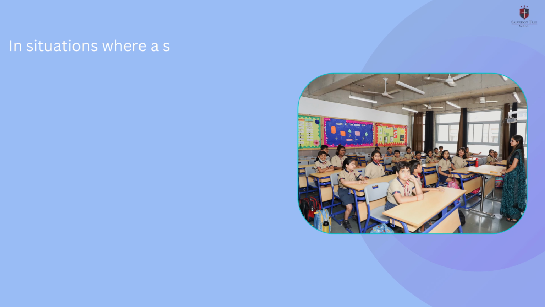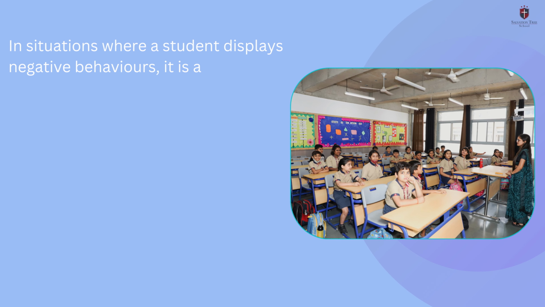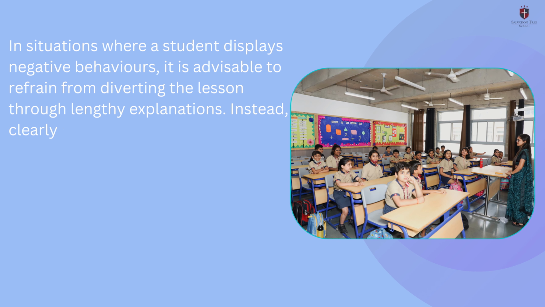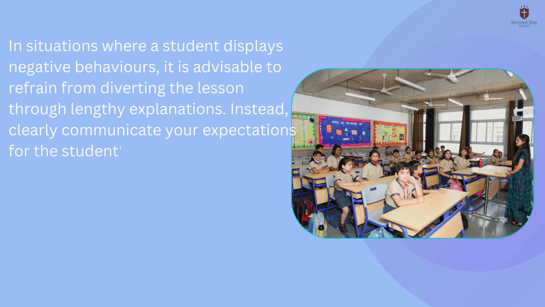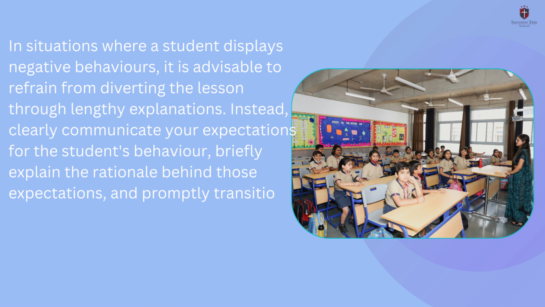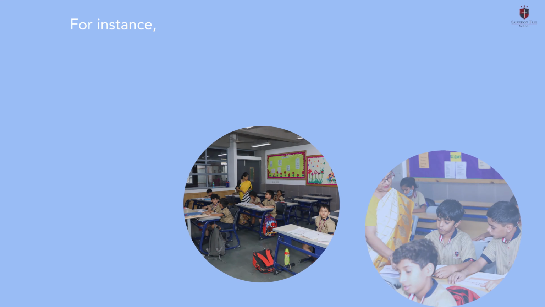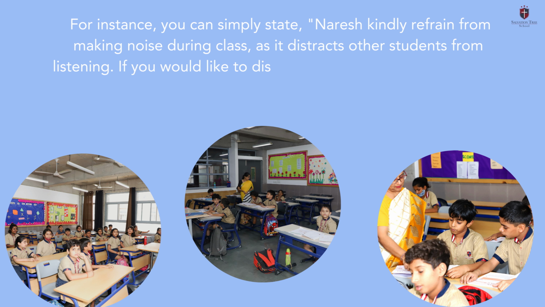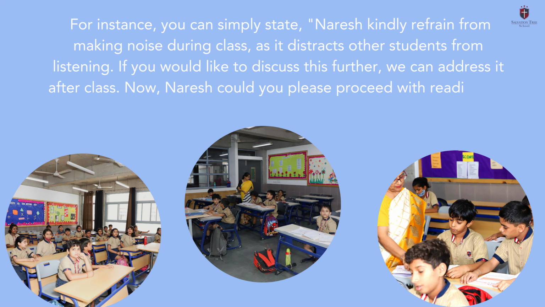Establish clear boundaries and proceed forward. In situations where a student displays negative behavior, it is advisable to refrain from diverting the lesson through lengthy explanations. Instead, clearly communicate your expectations for the student's behavior. Briefly explain the rationale behind the expectations and prompt transition to the next task at hand. For instance, you can simply state, "Naresh, kindly refrain from making noise during class, as it distracts other students from listening. If you would like to discuss this further, we can address it after class." Now, Naresh, could you please proceed with reading the next passage?